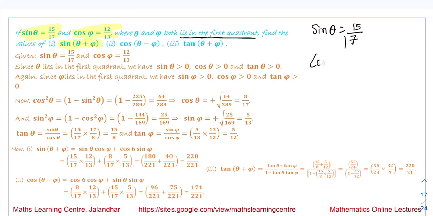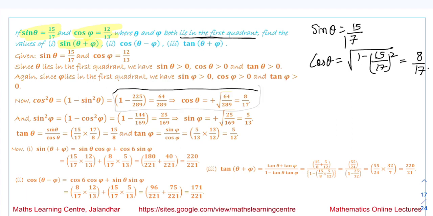So the value of cos theta will be square root of 1 minus 15 by 17 square, and this comes out to be 8 by 17. These calculations are shown over here, you can check from here.